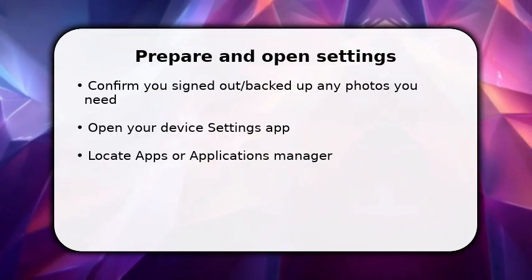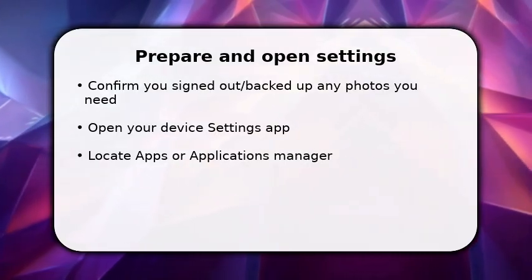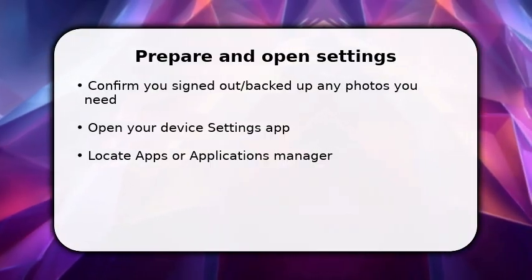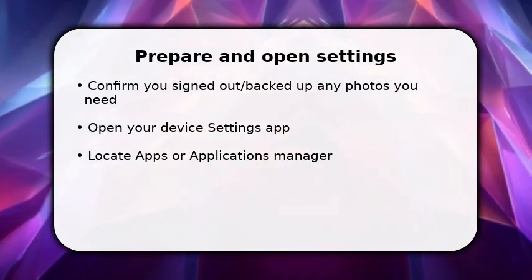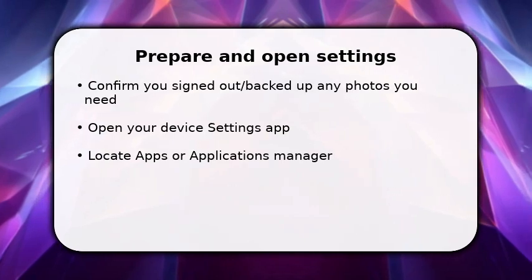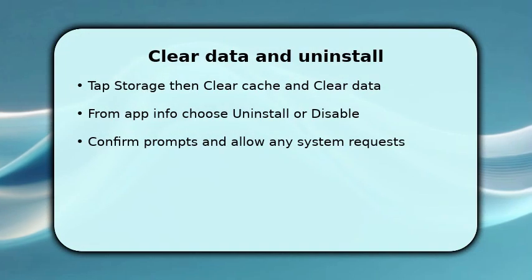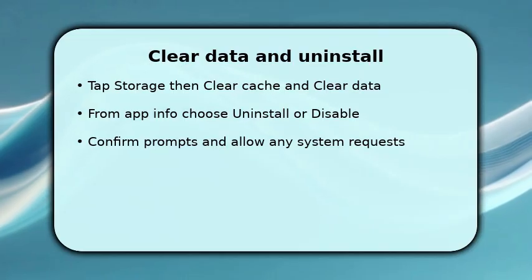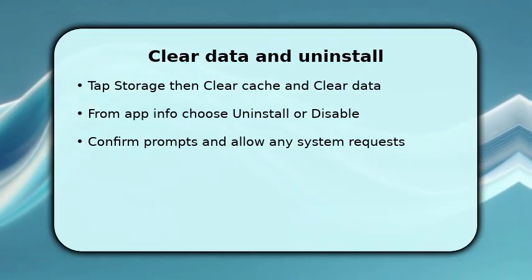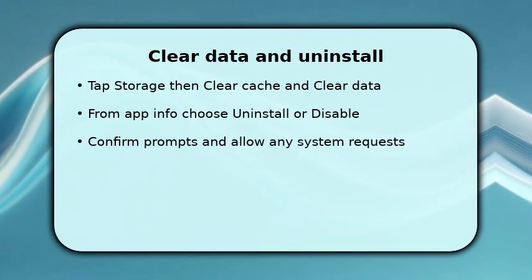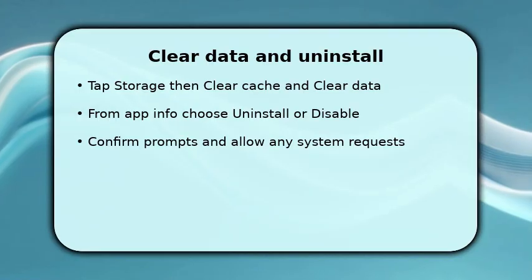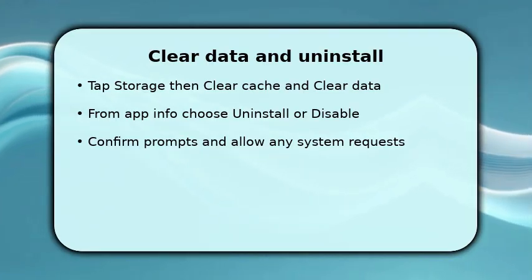Tap to open the app info for Google Photos so you can take the next explicit uninstall actions without hunting through menus. You should first clear cache and clear data to remove temporary files and sign out residuals. This prevents leftover account links. Next, tap Uninstall. If the button is disabled because Photos is a system app, choose Disable or Remove Updates instead. Make sure to confirm any prompts that ask to delete app data.